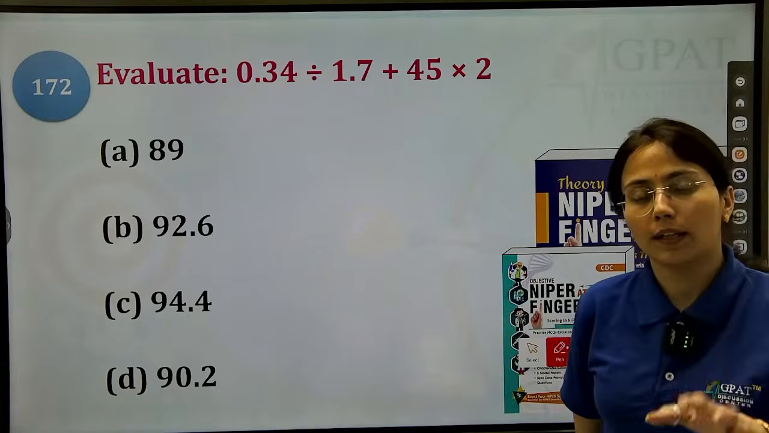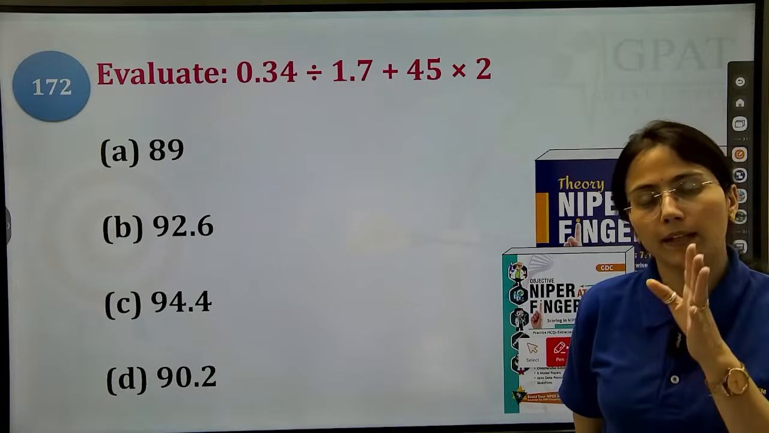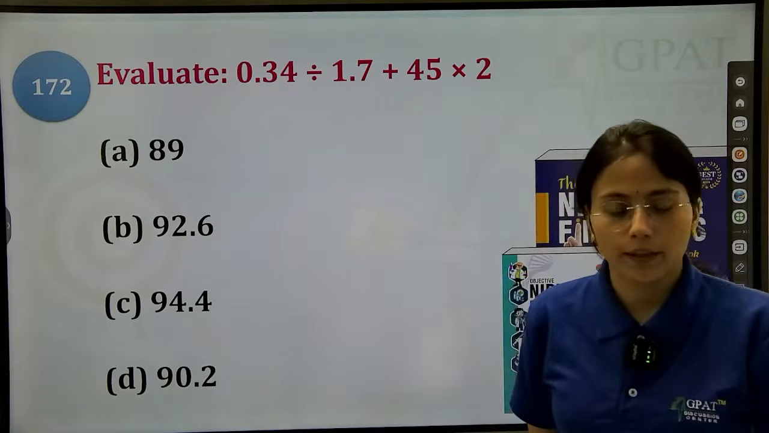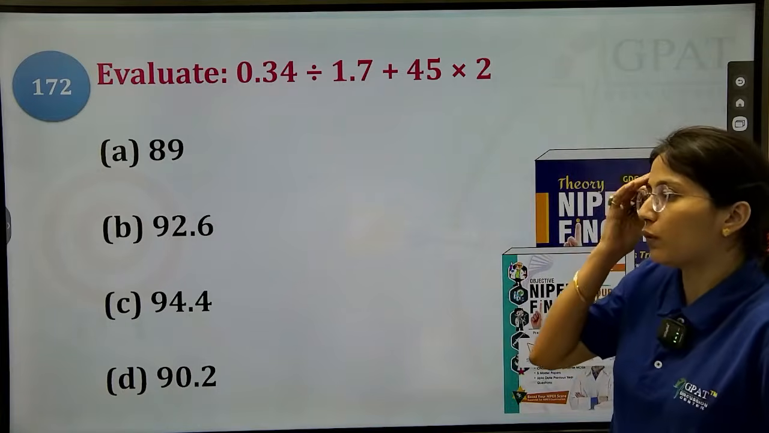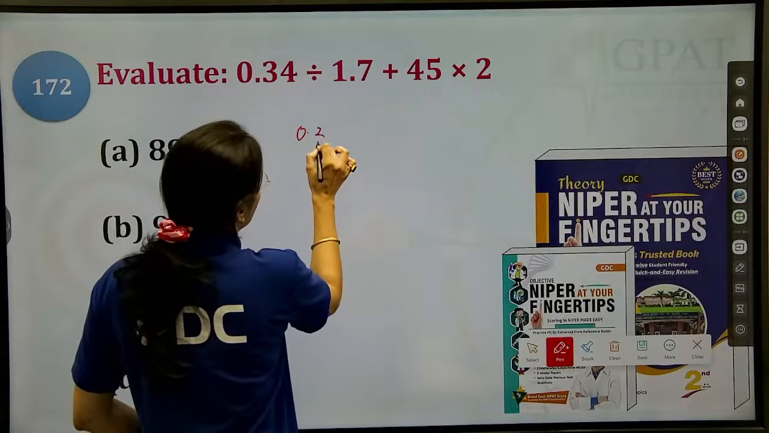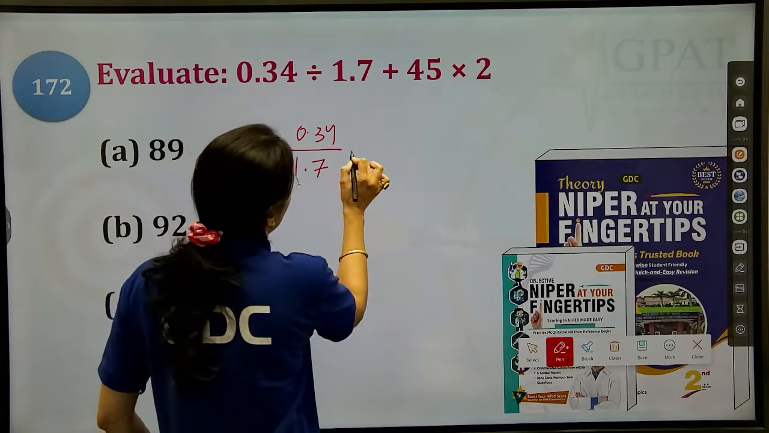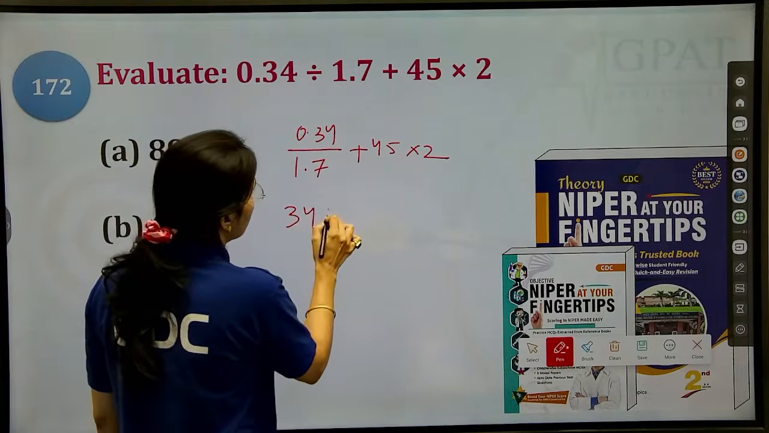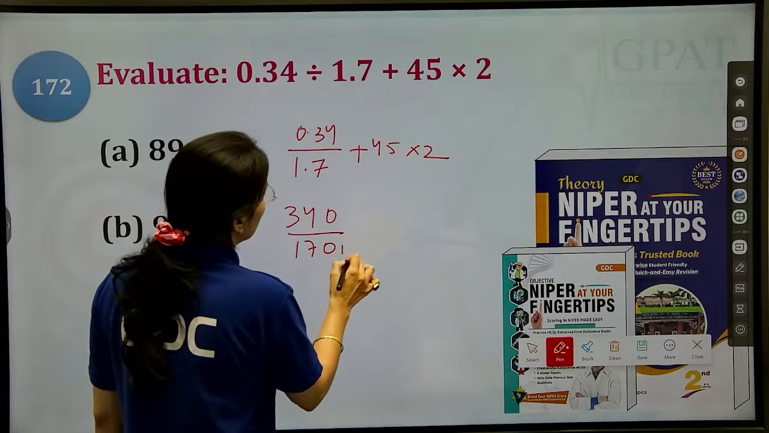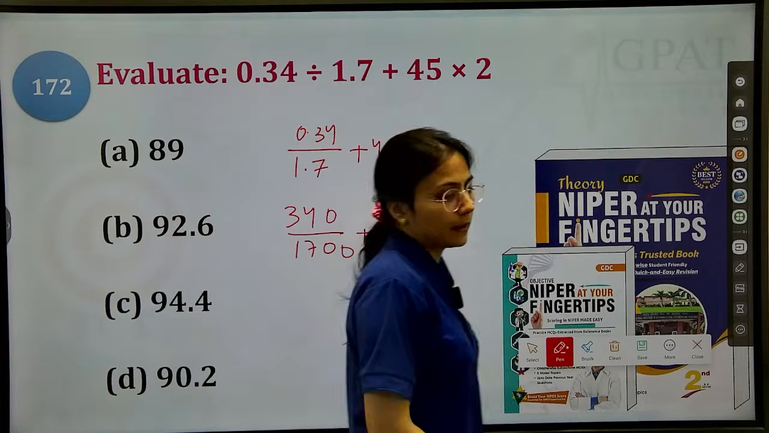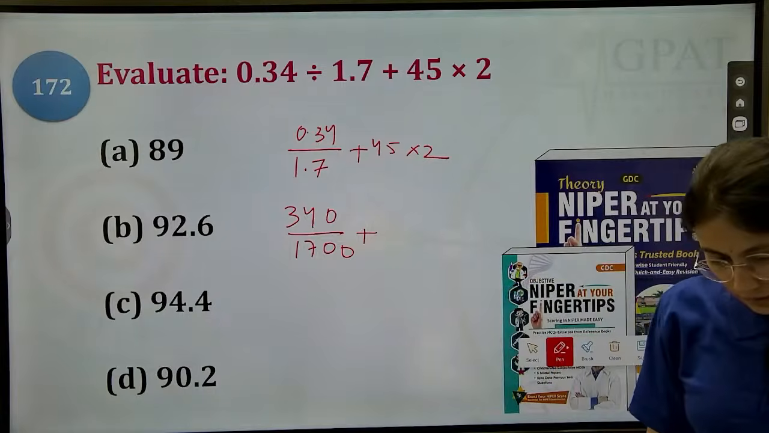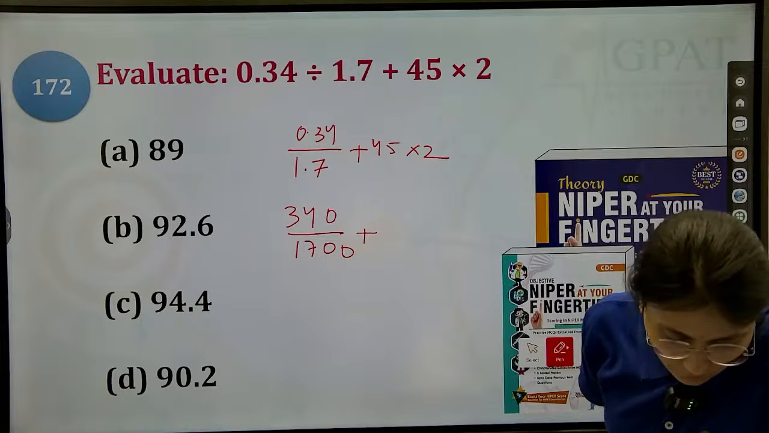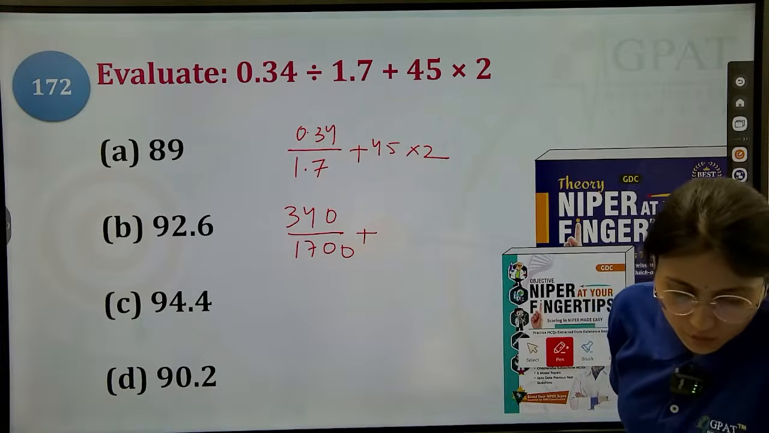And you know the correct answer is what? When you multiply a number by 7 by 9, 7 by 9 multiplied by x, that is 3 by 4, you will get your answer. Now you have to simplify 0.34 divided by 1.7 plus 45 multiplied by 2. So 340 upon 1700 plus 45 multiplied by 2. That is option D.